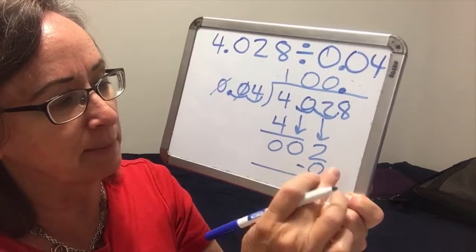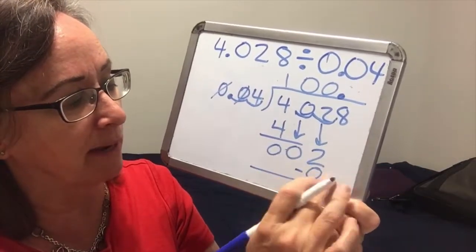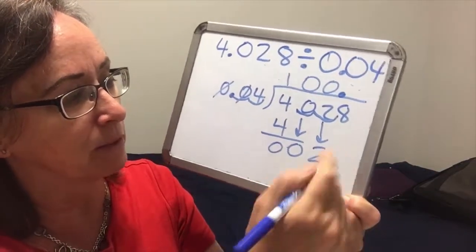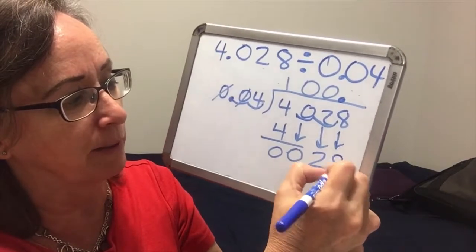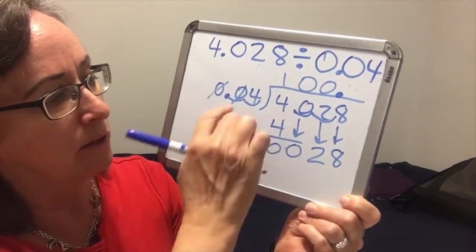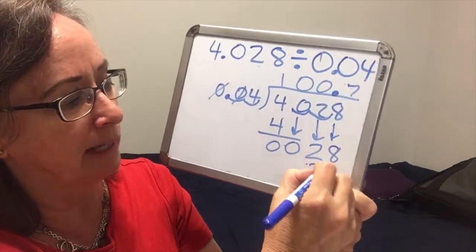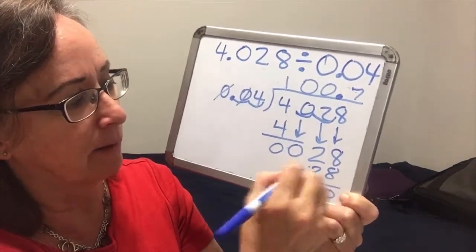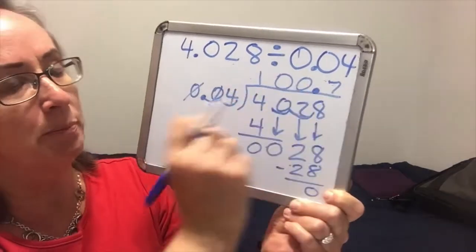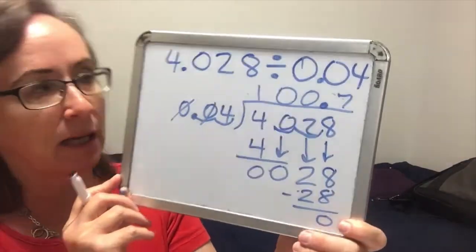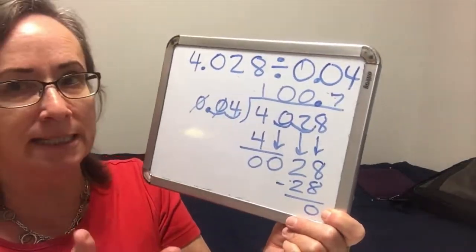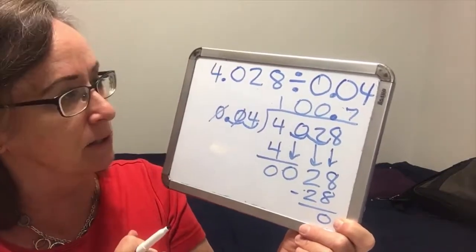Okay, so a lot of times I don't even put that there because I know I'm just going to have to bring the next one down. So a lot of times I'll just bring the next one down when there's a 0 upstairs. So 4 into 28 is 7. And 7 times 4 is 28. And I get a 0. Okay, so 100.7 is our answer. Let's check and see, is that a reasonable answer?